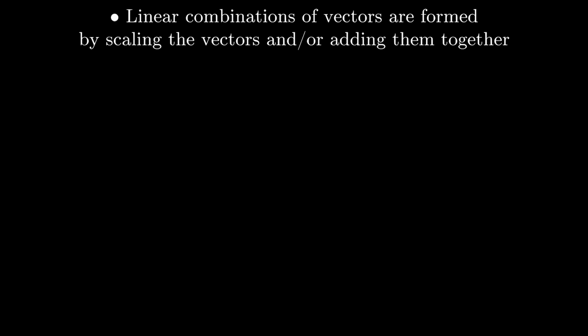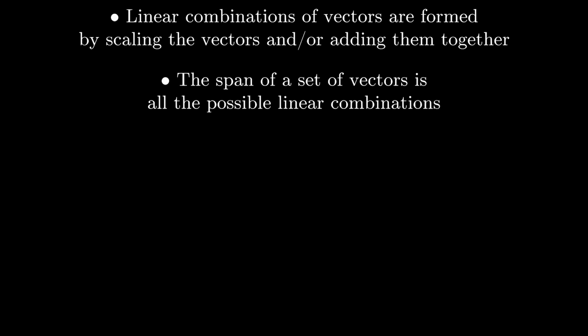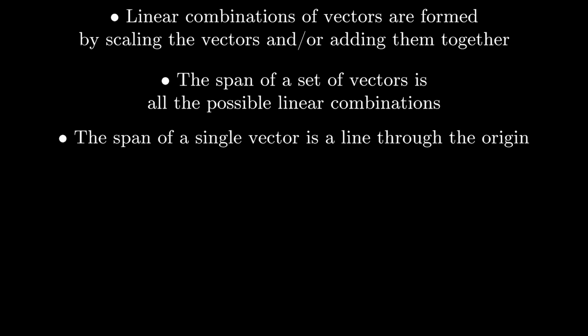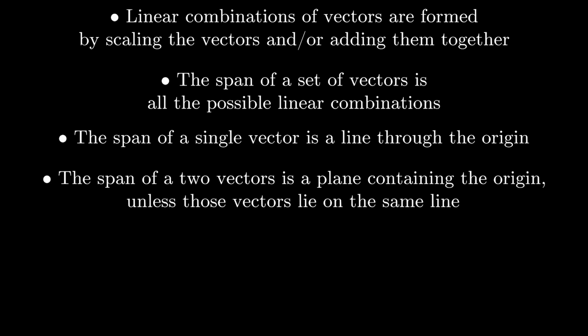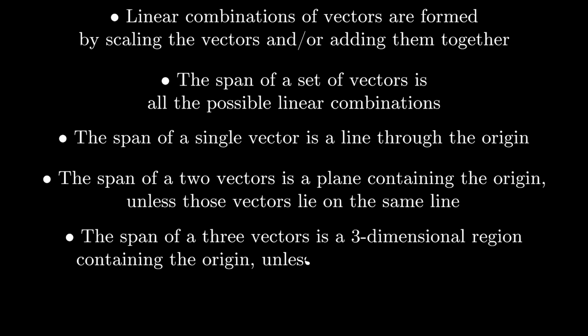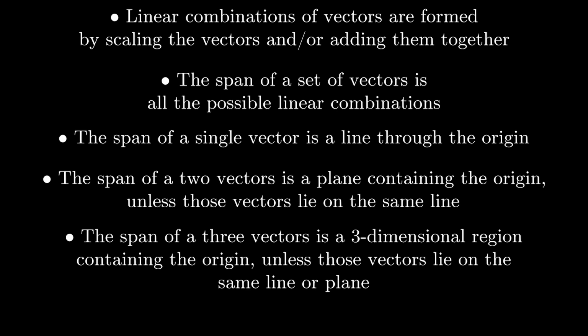Let's finish up by talking about some of the takeaways from this video. First, a linear combination of vectors is formed by scaling the vectors and or adding them together. The collection of all possible linear combinations is called the span of a set of vectors. The span of a single vector is just all the ways of stretching that vector, and would just form a line through the origin. We saw that the span of two vectors would be a plane unless those vectors lie on the same line. And the span of three vectors would be a three-dimensional region, unless those vectors lie on the same line or plane.